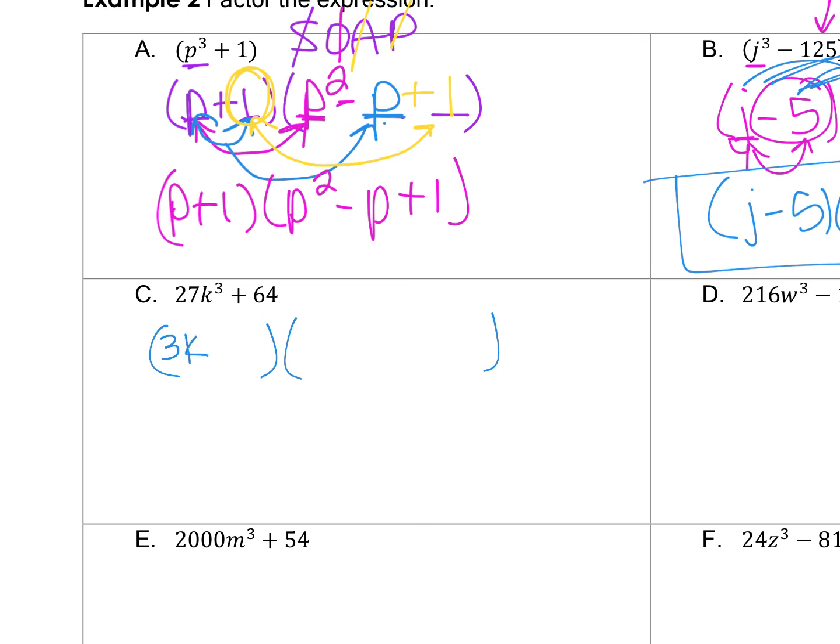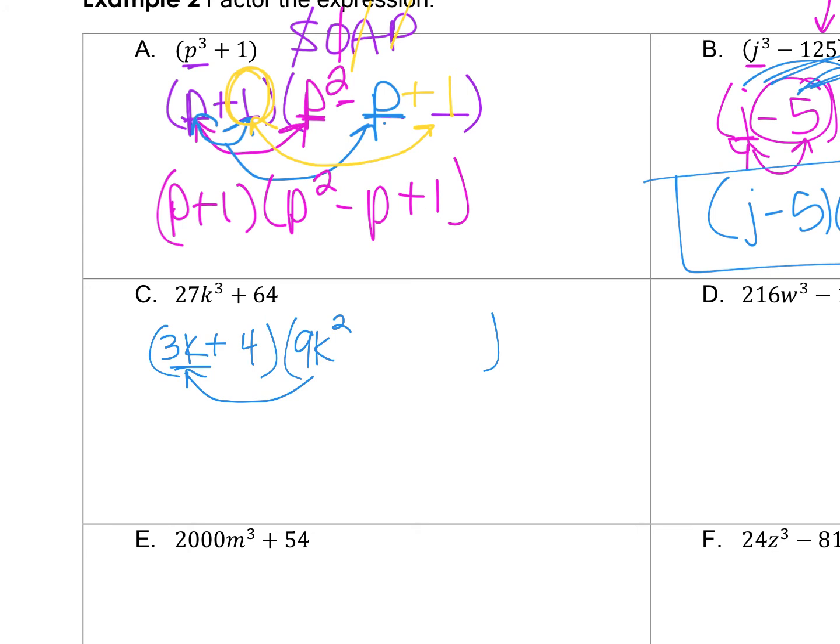So 3k times 3k times 3k should give me 27k cubed. Bring down my sign. Cube root of 64 is 4. 4 times 4 times 4 is 64. Okay, so to get this next term, I'm going to square this. So square it. 3k times 3k is 9k squared.